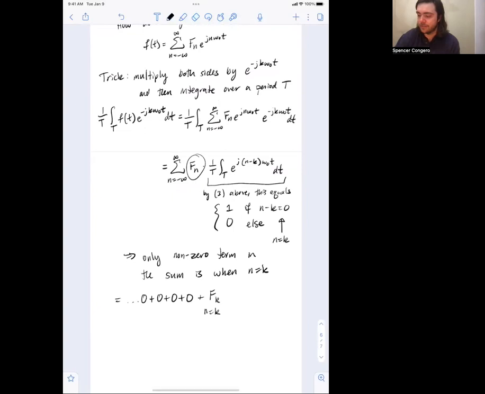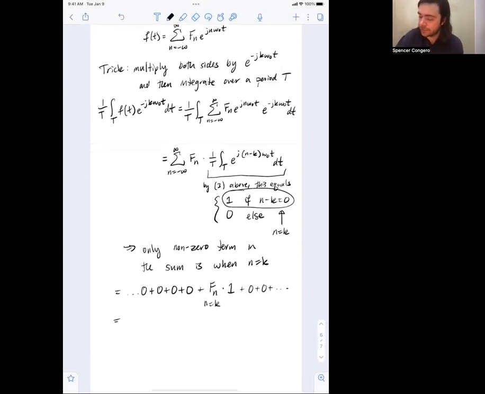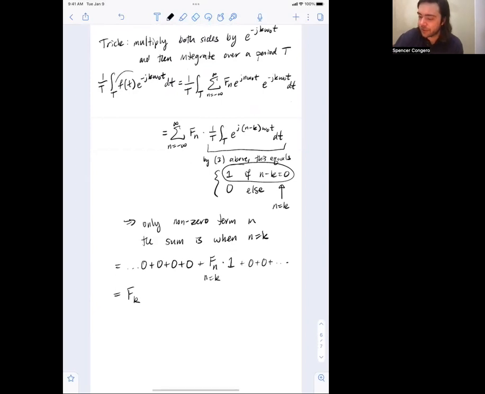This f sub n term, actually, I'll even write it as f sub n because we know n equals k. I can write either one times 1, right? Finally, this expression equals 1. And then I'm going to have a whole bunch of zeros after that. And so since n equals k, I can just write that as f sub k. So this is pretty amazing. We've somehow started with just our f of t signal. We've applied this operation to it and multiplied it by this complex exponential, and somehow we end up with one of the Fourier series coefficients we wanted.